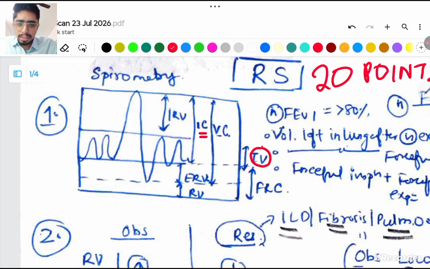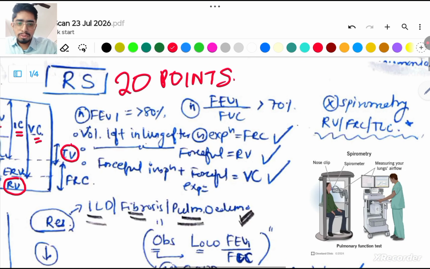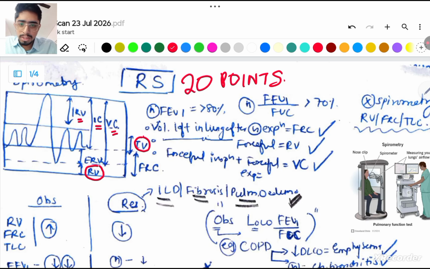Inspiratory capacity is basically your tidal volume plus the inspiratory reserve volume. Vital capacity would be IRV plus TV plus ERV. That would be your vital capacity, which is VC. RV is the residual volume. So let's take a look at some important definitions and some values.